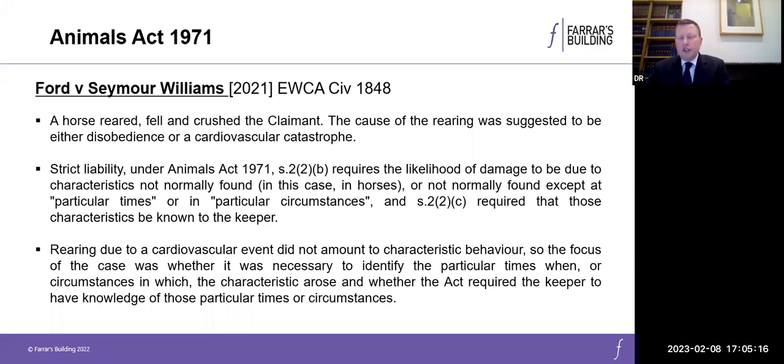Now, rearing due to a cardiovascular event didn't amount to the characteristic behaviour of horses on the expert evidence. So the focus of the case became whether it was necessary for the claimant to identify the particular times when, or the particular circumstances in which those characteristics arose in horses, and whether the Act required the keeper of the horse to have knowledge of those very particular times and very particular circumstances.